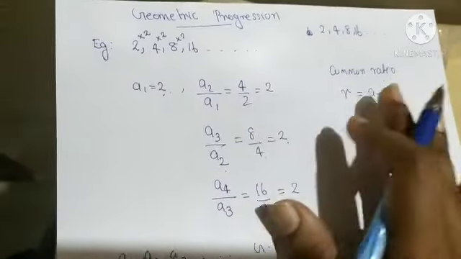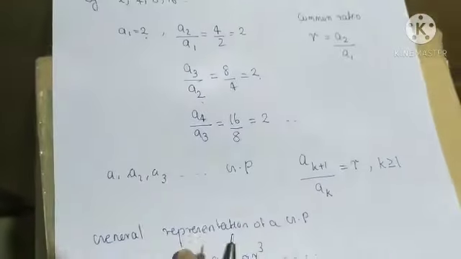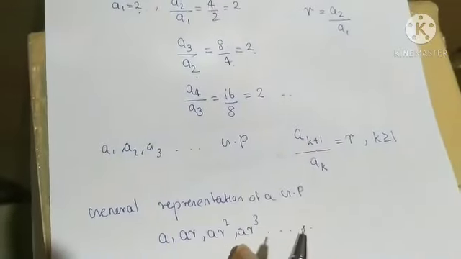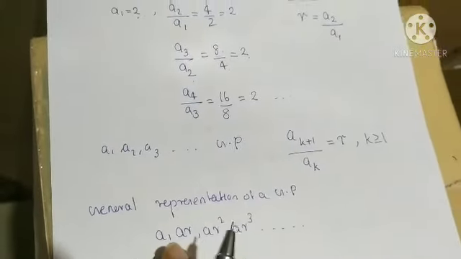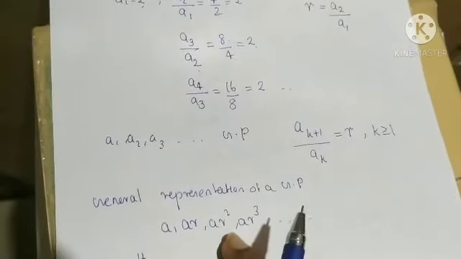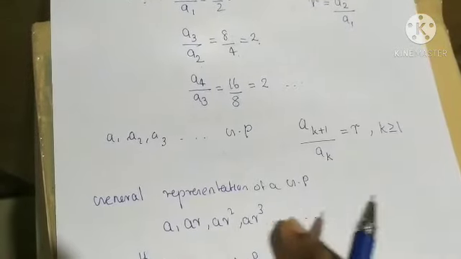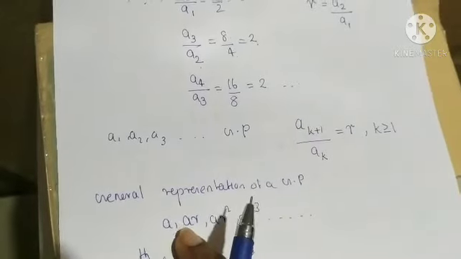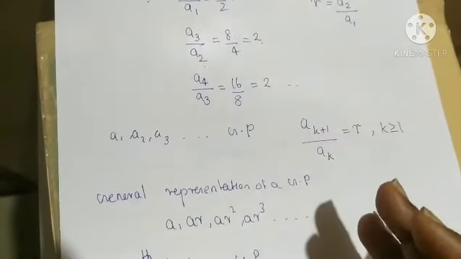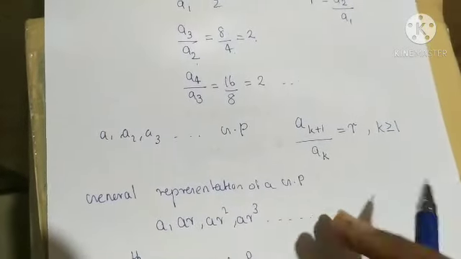Okay, so next I am going to represent the geometric progression. This is the general representation of a GP, and you need to learn it by heart: a, ar, ar square, ar cube, etc. Here it is very clear that r is the common ratio and a is the first term. So study this general representation of a GP as a, ar, ar square, ar cube, etc.